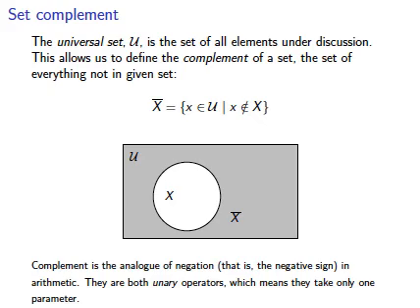Complement, of course, is analogous to the negative sign in arithmetic. For example, both complement and the negative sign are unary operations. That means they take only one argument, as opposed to union, intersection, and difference that each take 2 arguments, just as addition, subtraction, multiplication, and division do.